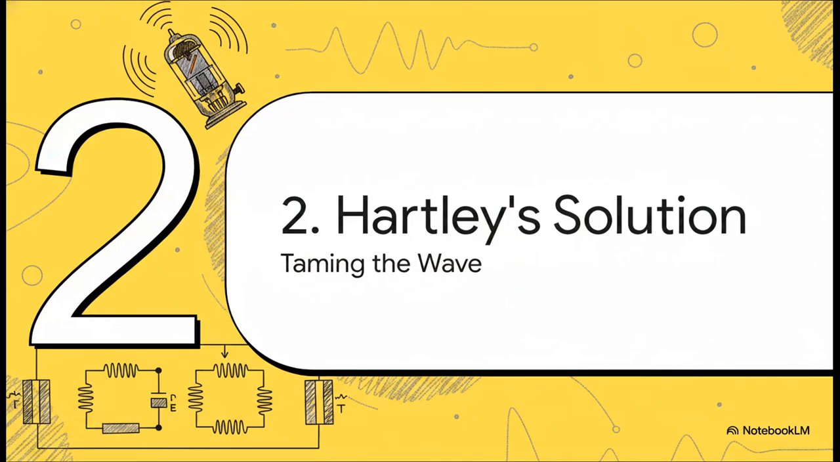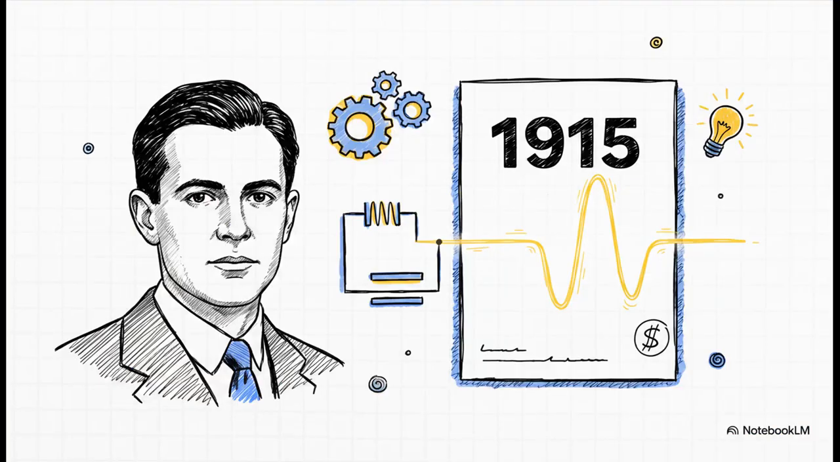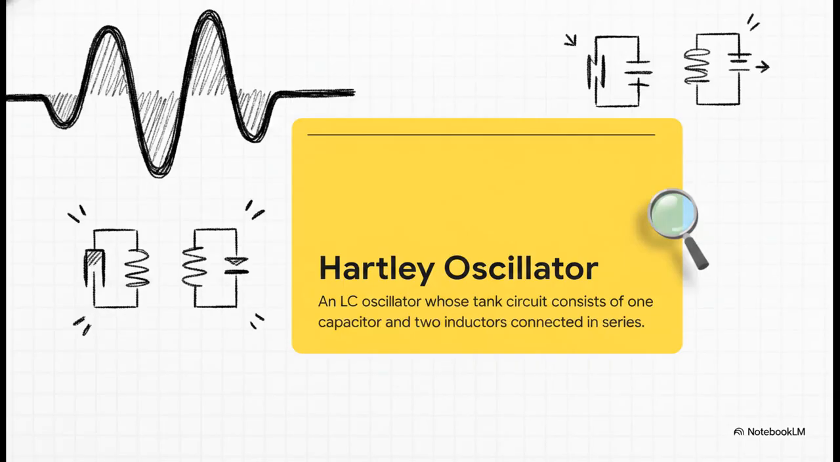Right when they needed it most, an engineer came up with a design so clever, so elegant, that it's still at the very heart of so much of our technology today. So the year is 1915. An American engineer, his name was Ralph Hartley, he patents this truly groundbreaking invention. He had figured out how to create a self-tuning, incredibly stable oscillator, and it was about to change the course of electronics forever. So what is a Hartley oscillator?